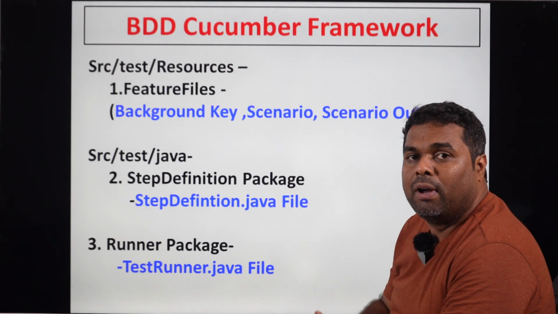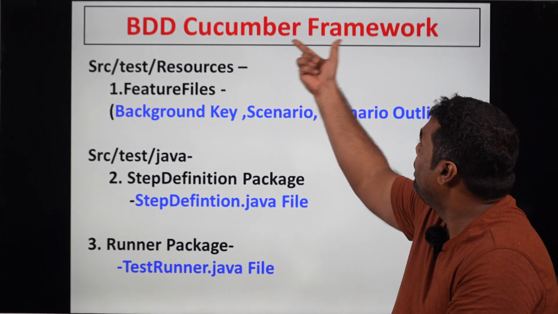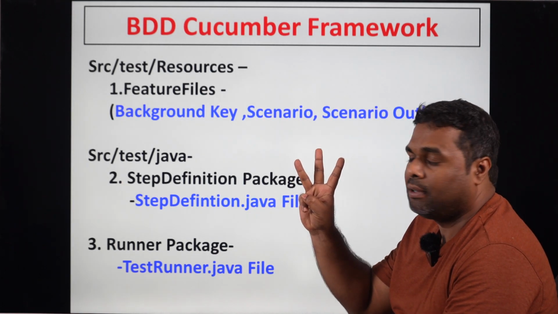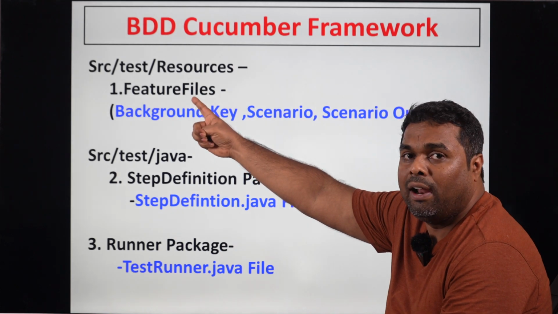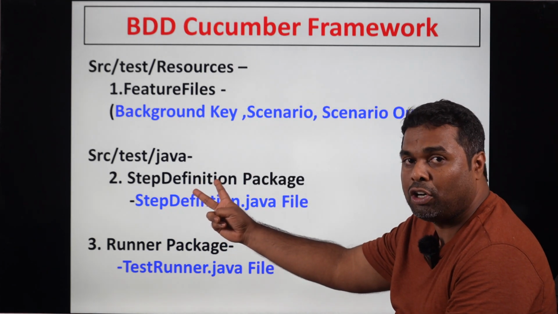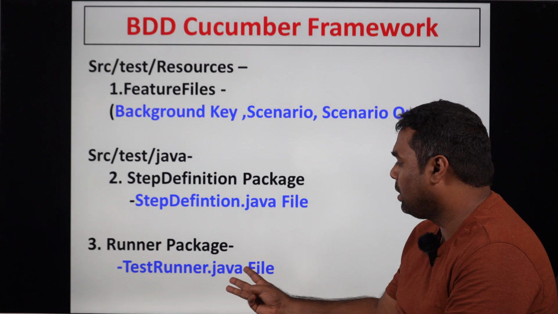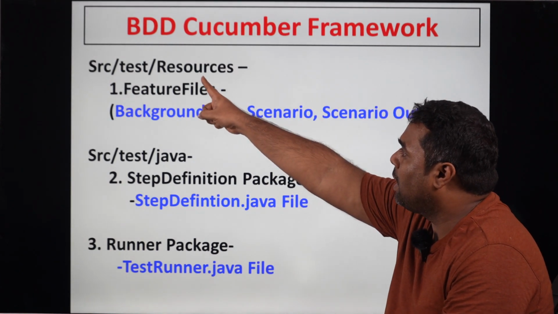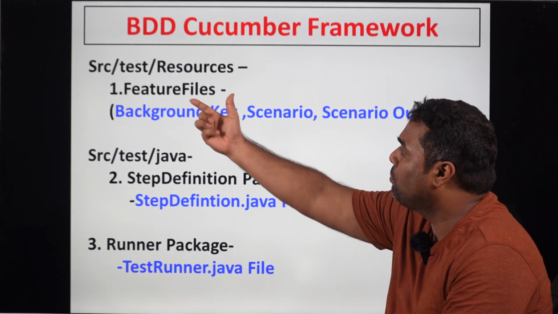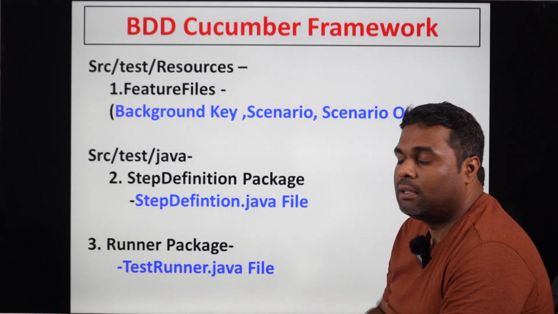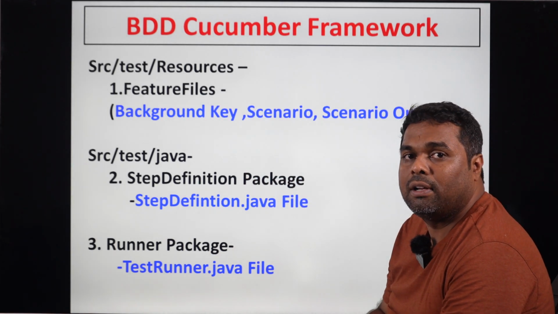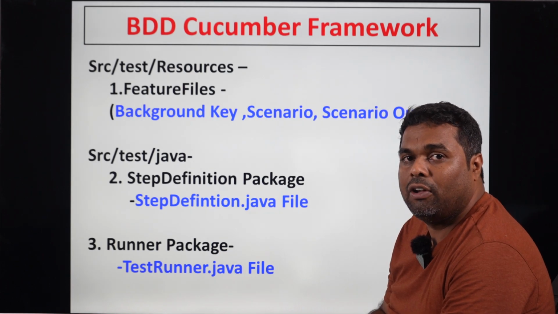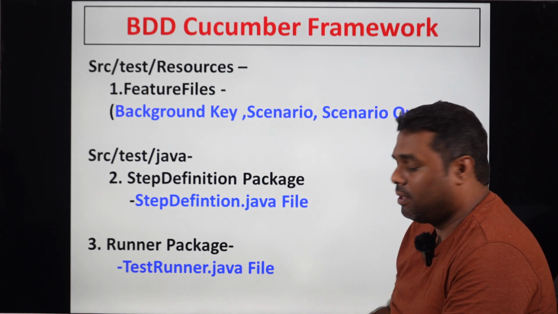In the BDD Cucumber framework, there are mainly three components available. One is the feature file, one is the step definition.java file, and the third one is the testrunner.java class file. Under src/test/resources there is a features folder, and under that features folder we will create a feature file.